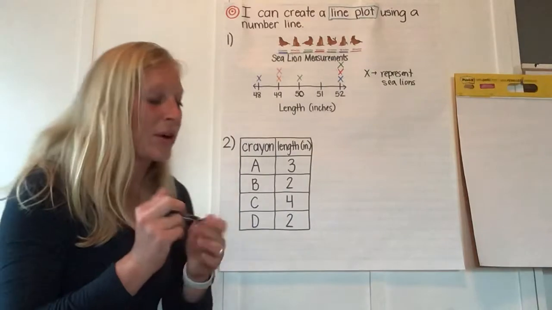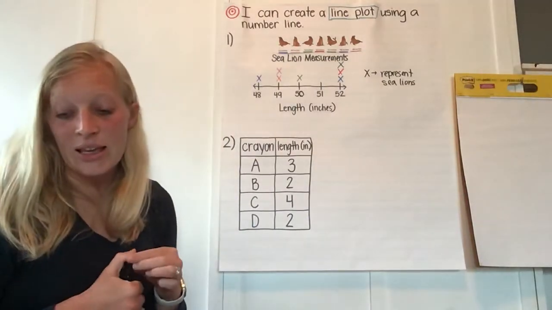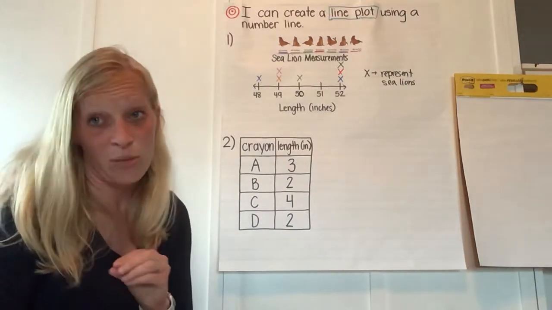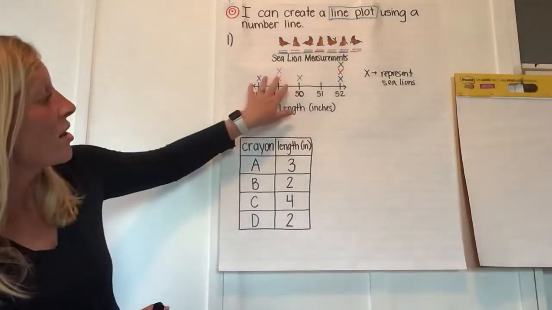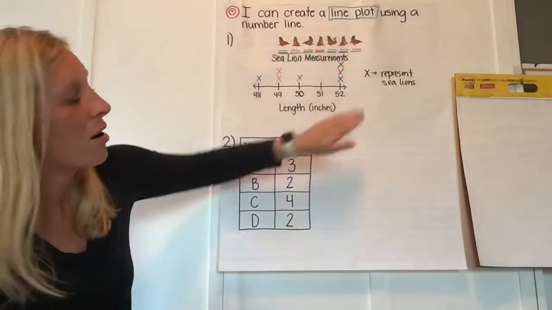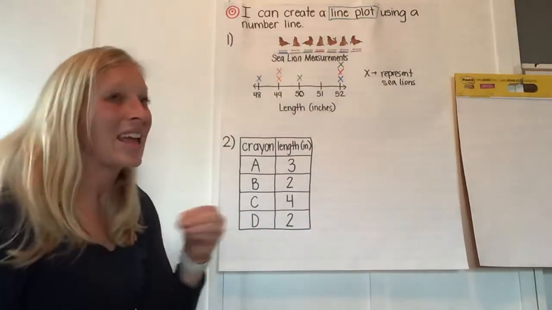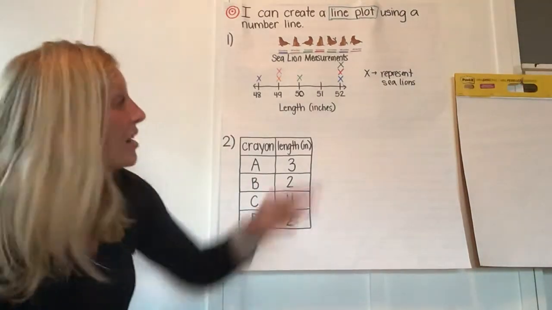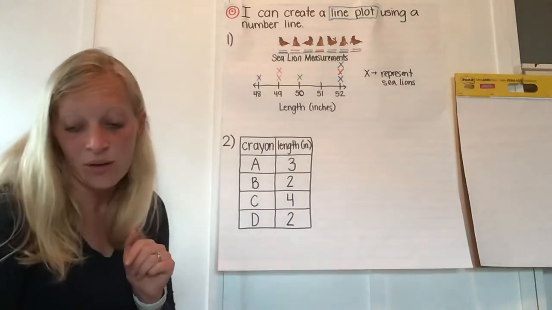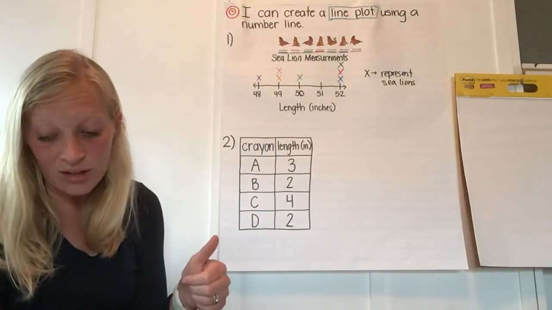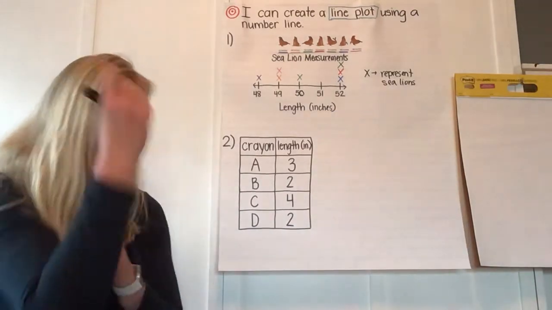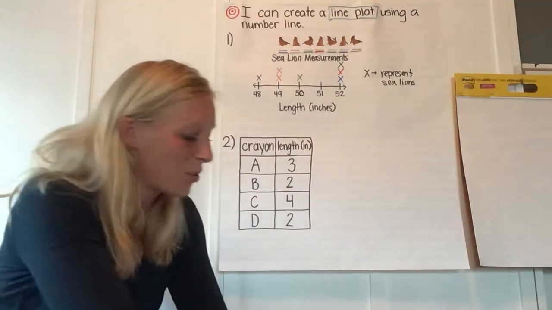Okay. Now remember, a line plot is a way to organize a set of measurements, okay? We're organizing our set by drawing a line, doing our smallest and our longest, and using X's to represent the information that we are collecting. We're going to do the same thing down here. How's everybody feel about our line plot so far? Good. Ready for the next one?